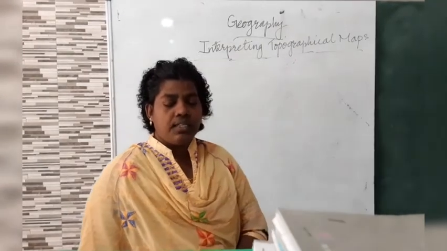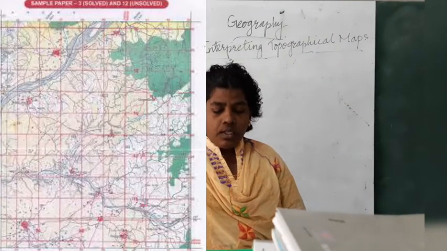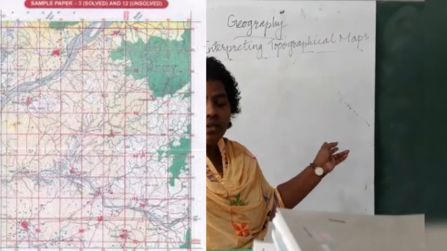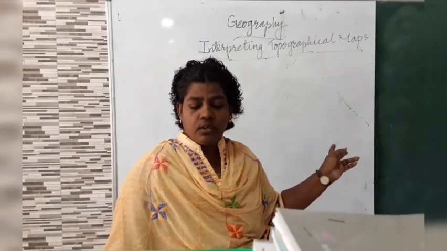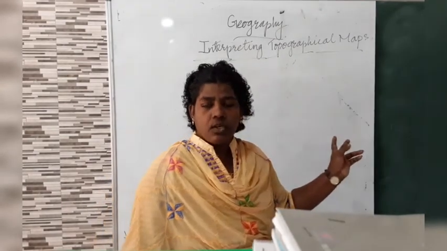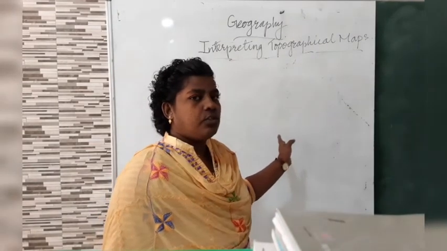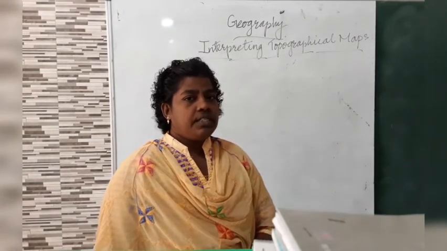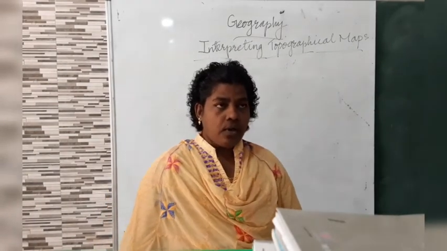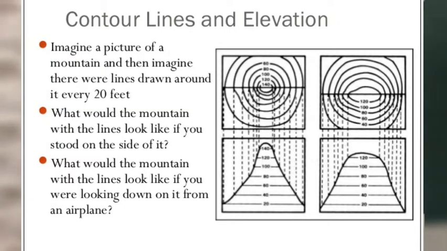Then about the grid system, grid square, what have you learned? In a grid square, the vertical lines and horizontal lines are there. Vertical lines are like the longitudes and the horizontal lines are like latitudes. Here we will not say longitude and latitude, we will say what? Easting and northing. Then representation of relief or elevation on a topo sheet using a contour, how do we use that?